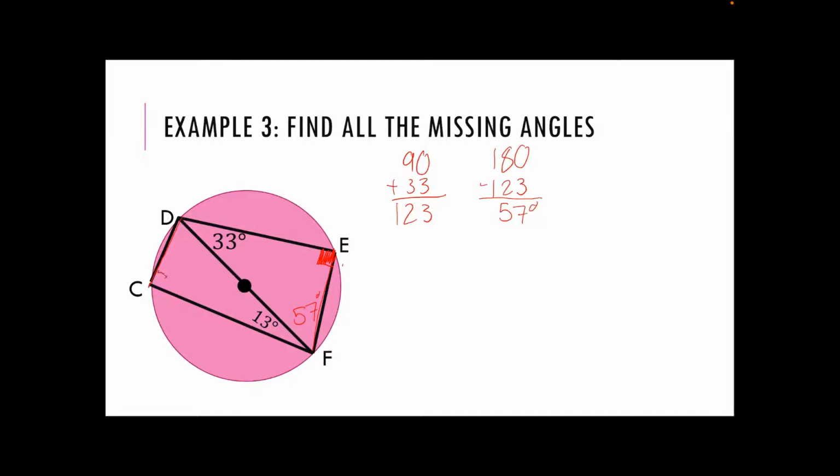My other one then, angle DCF, is going to be my other right angle. So we'll do 90 plus 13 is 103, and then 180 take away 103 is going to leave us with 77 degrees.